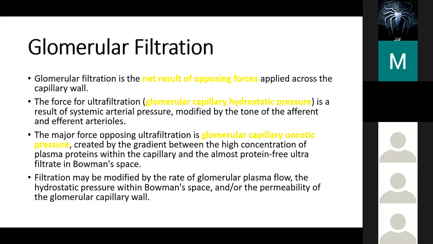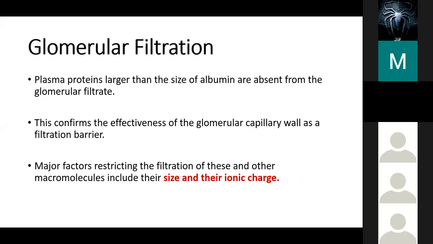The negatively charged proteins will be repelled by the negatively charged proteins in the glomerulus, and so they will not be filtered. They would rather stay in the blood. And this is what leads to the filtration. Also, proteins which are larger than the size of albumin are absent from the glomerular filtrate because the holes in the glomerular basement membrane are of a particular size. So they don't allow larger proteins to filter through.